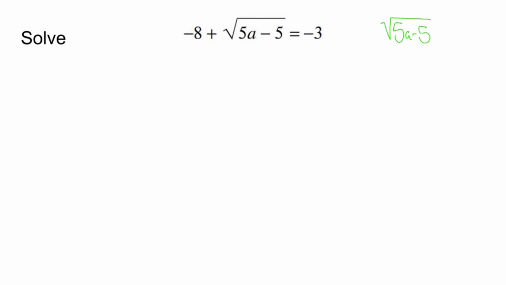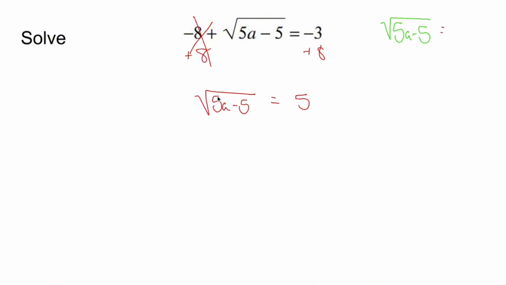What you're going to want to do first, if we're going to get rid of -8, is do the inverse of -8 and add 8 to both sides like so. That leaves me with the whole square root of 5a minus 5 on the left, and -3 plus 8 is 5 on the right. So I got to where I wanted. I wanted it to look like that. Now it looks like that.